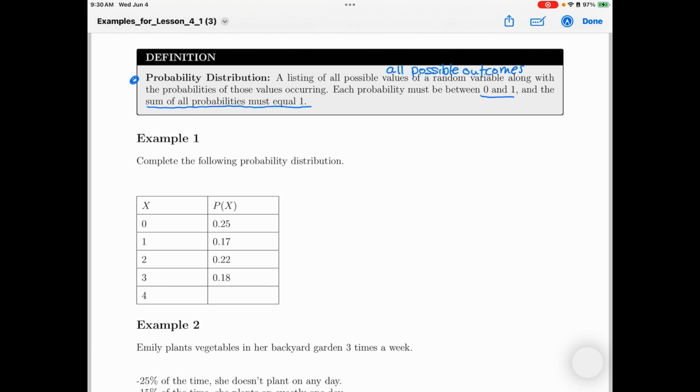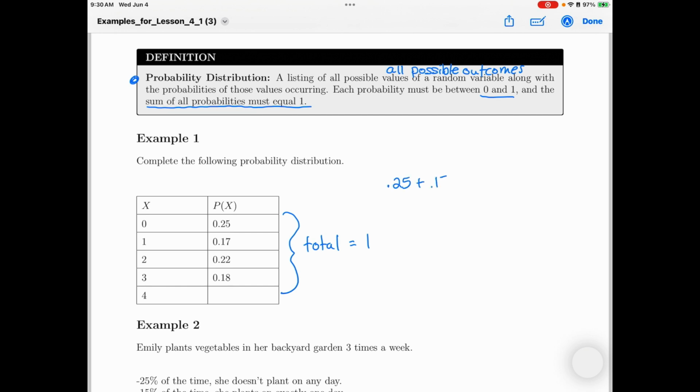Let's look at example 1. It says, complete the following probability distribution. All of these probabilities are between 0 and 1 for the variable x equal to 0, 1, 2, and 3. We have a missing value in the table for x equal to 4. So in order to figure out what that probability is, I know that the total of all of these should be 1 when I add them all up.